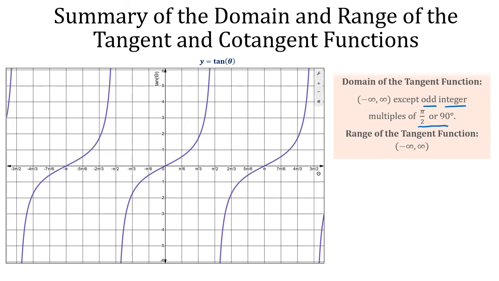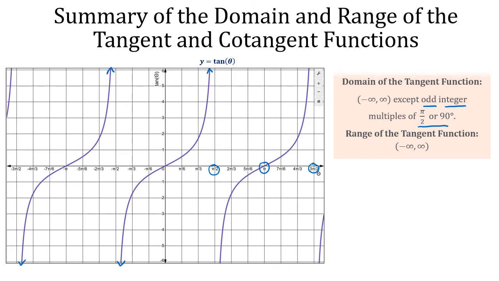Now, why odd integer multiples of pi over 2? Well, because we're seeing a vertical asymptote at 1 pi over 2, and then we saw it again at 3 pi over 2. 1 and 3 are both odd numbers. An even integer multiple of pi over 2 could include 2 pi over 2, which is pi. And we see in the graph that at pi, we actually have an output. We don't have a vertical asymptote. So that's why we're saying odd integer multiples. The range of the tangent function is all real numbers. These curves go indefinitely to positive and negative infinity.